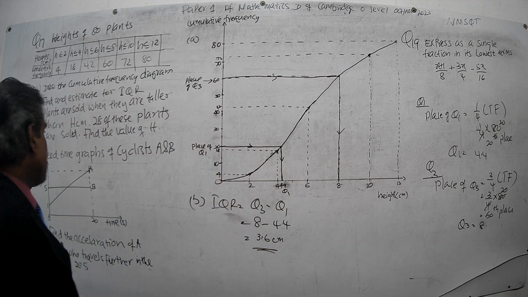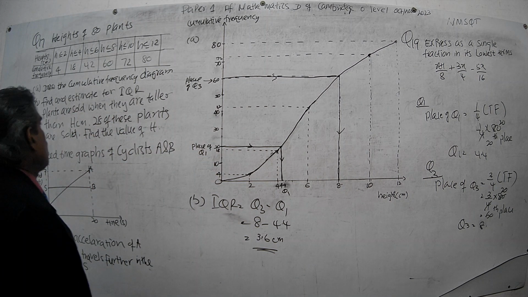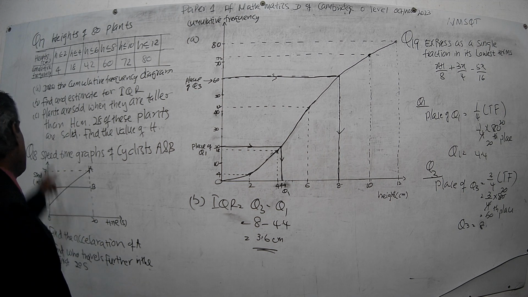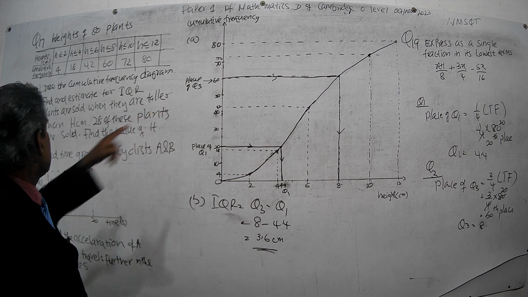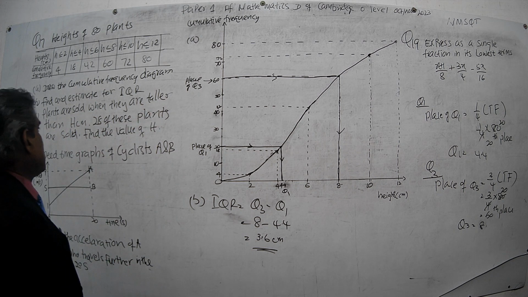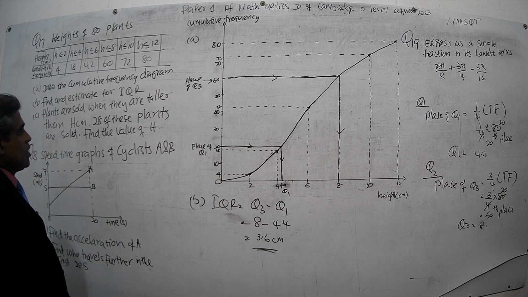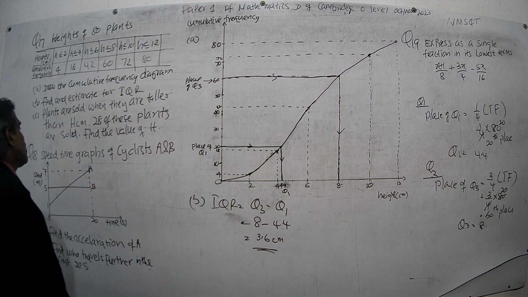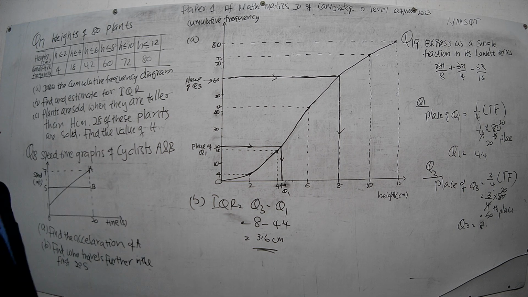3.6 centimeters. Right, now they ask, see, plants are sold when they are taller than H centimeters. H is some value that we have to find out. 28 of these plants are sold. Find the value of H.